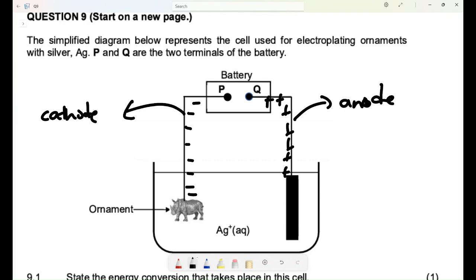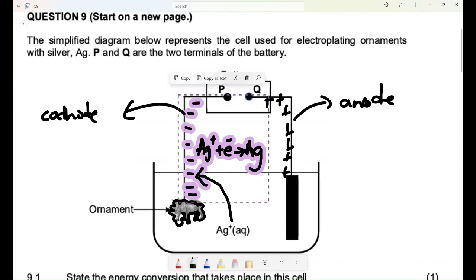All right, yes. Now, what are we trying to do? We are trying to electroplate this ornament with silver. So it means these silver ions will go here to the negative terminal, or to the cathode, and they will gain electrons and form Ag. So here they will form Ag, so the mass will also increase here. This is what is going to happen.